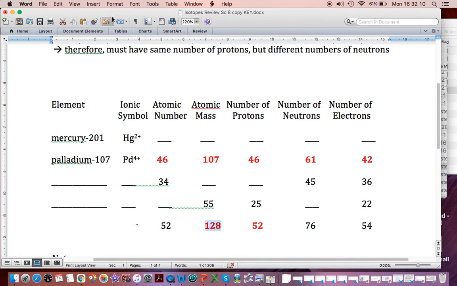And then I put the mass, 128. Now I need the charge. Well, I have 52 pluses, 54 minuses. The minuses win by 2. So it's Te 2 minus. That's how you fill it in.